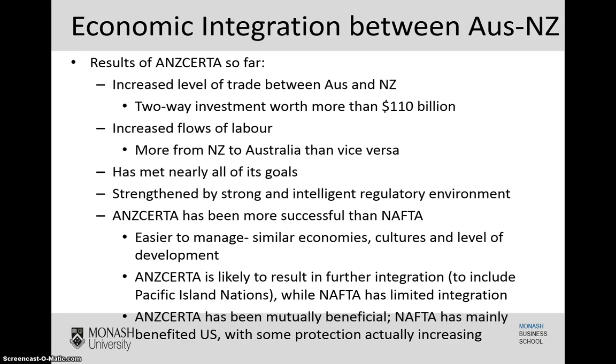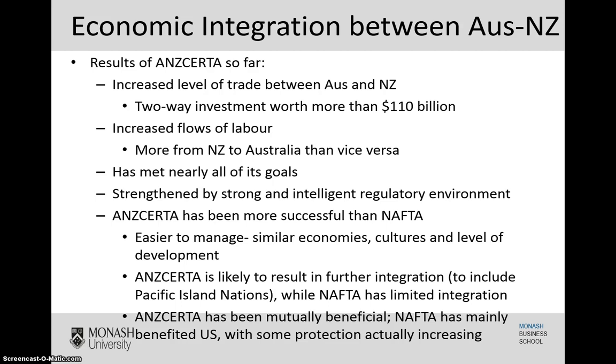We've also seen increased flows of labour, although this has typically tended to be greater from New Zealand to Australia than back the other way. We're seeing a lot of migrants coming and working from New Zealand into Australia, not so many Australians going to work in New Zealand. Pleasingly, it has met nearly all of its stated goals. So when it was set up, all the things that it aimed to achieve, it's been quite successful in completing those. And it's certainly been strengthened by a strong and intelligent regulatory or legal environment, certainly in a comparative sense on the global scale there.